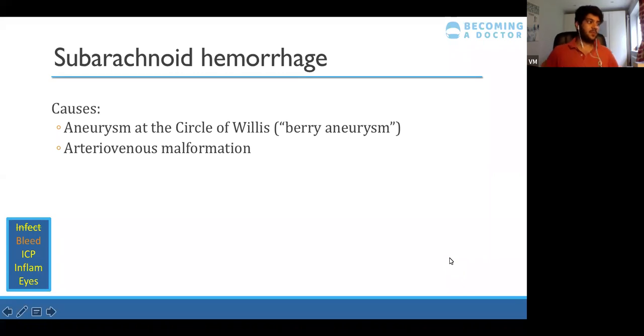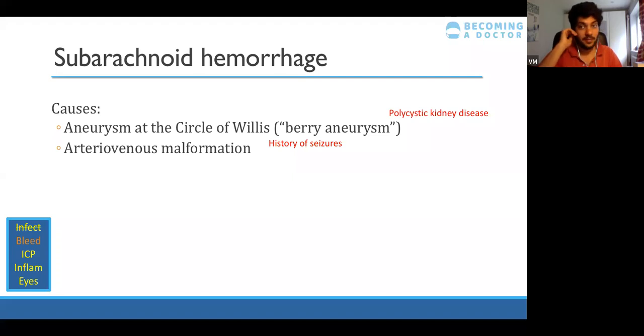The causes of subarachnoid hemorrhage. The main cause of a subarachnoid hemorrhage is an aneurysm, a ballooning of the arteries of the circle of Willis, if you remember your neuroanatomy well. That is the number one cause of subarachnoid hemorrhage. The next one is an arteriovenous malformation. An intracranial aneurysm causing this hemorrhage is often called a berry aneurysm, and classically it's associated with polycystic kidney disease. I've got no idea why there's that association, but it comes up in exams.